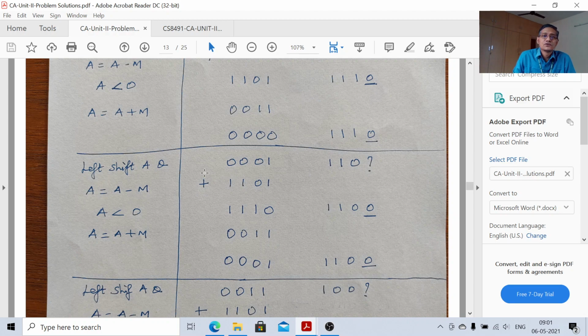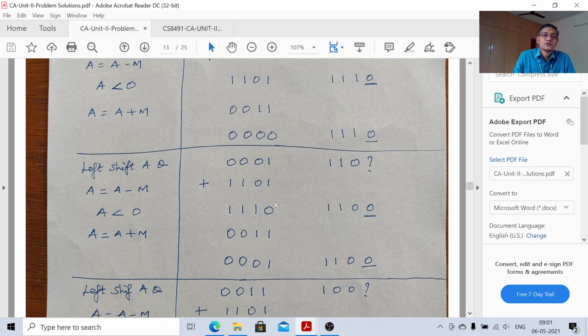Minus M we already have, so we are going to add 1101 with this, and we are getting again MSB as 1. If MSB is 1, then A is less than 0. If A is less than 0, assign Q naught to 0. So we have assigned Q naught to 0. Right, and because it is negative, again we need to perform the restoring A equal to A plus M. So we need to add 0011 with the existing value of A, which is 1110.